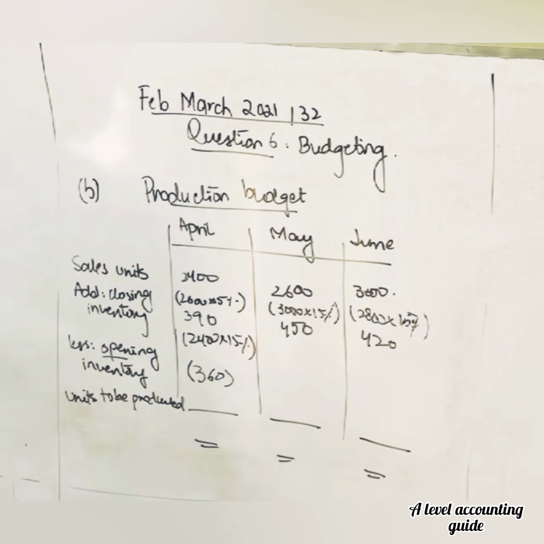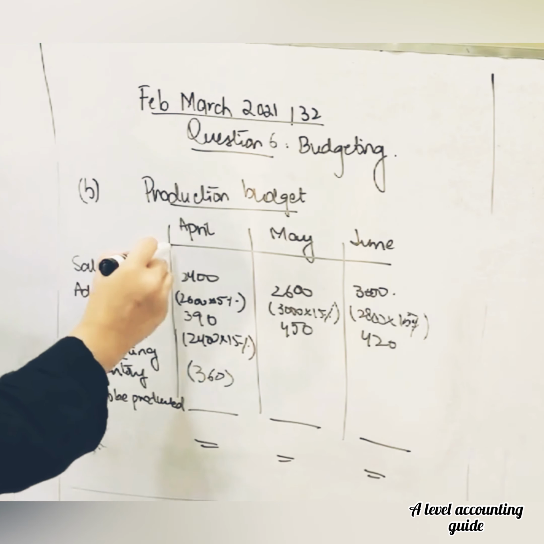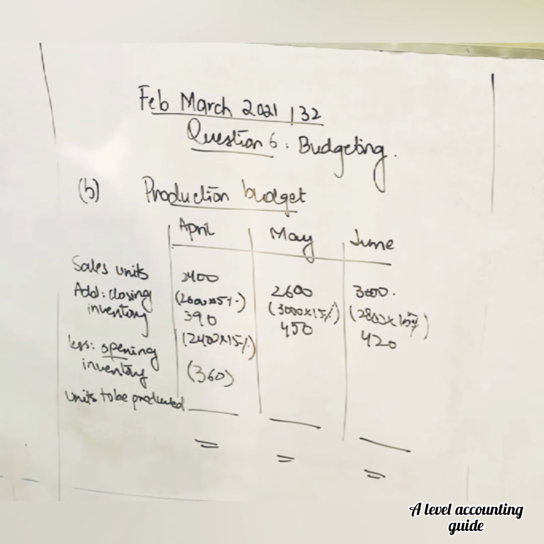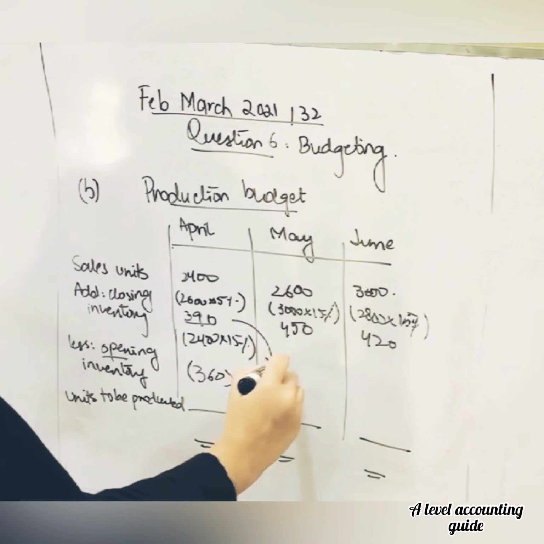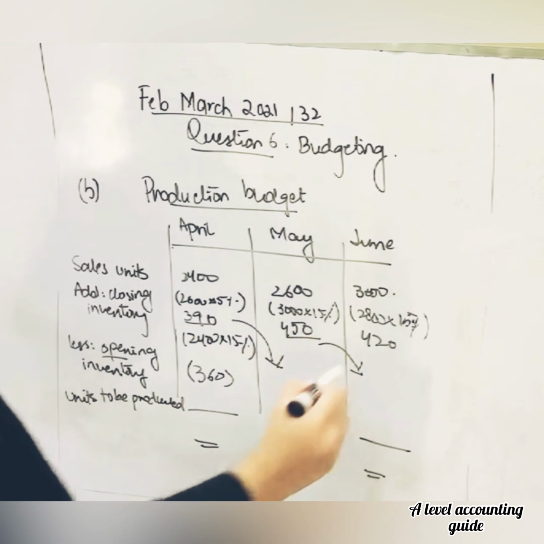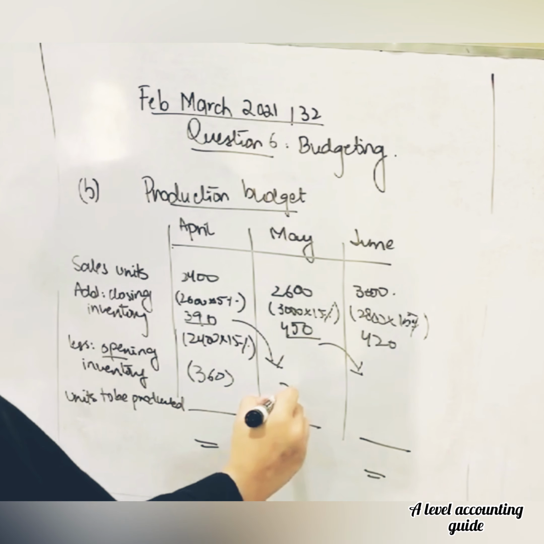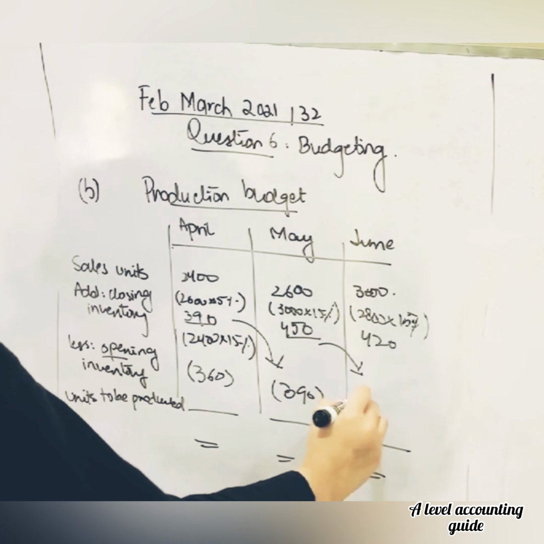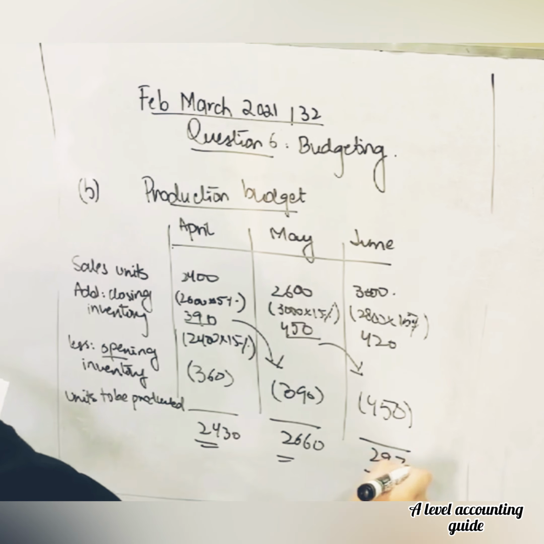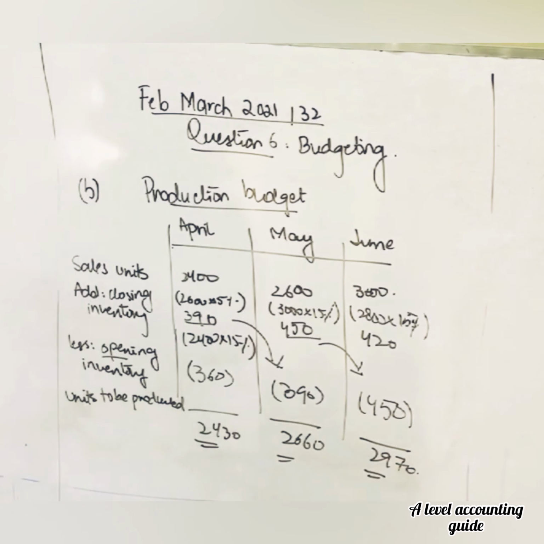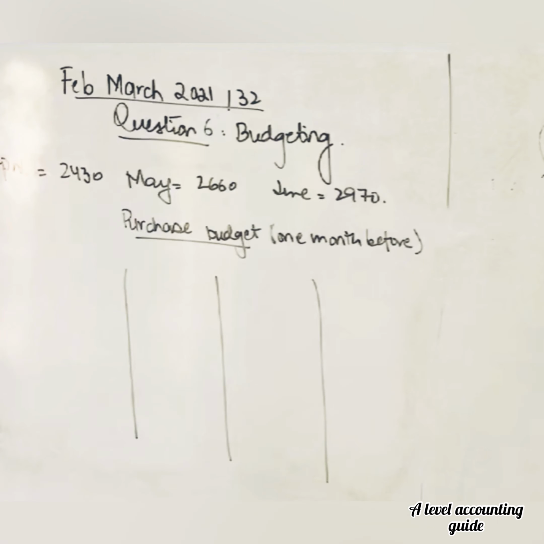And for the next month, what you can do is closing inventory of the last month becomes the opening inventory of the next month. So for instance, 390 becomes the opening inventory of the next month, 450 becomes the opening inventory of the next month. You're supposed to subtract those, and you're going to get to the answer as the production units are going to be 2430, 2660, and 2970. So this is the production budget that you will be used for.